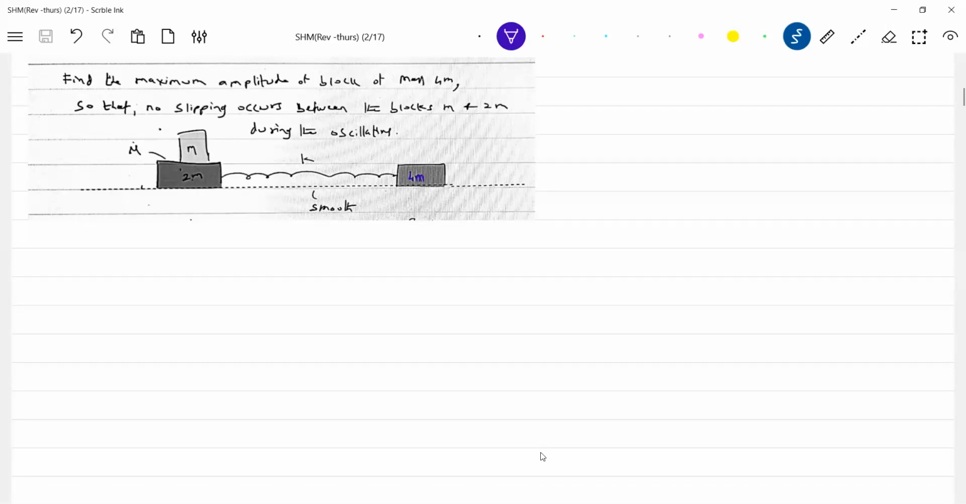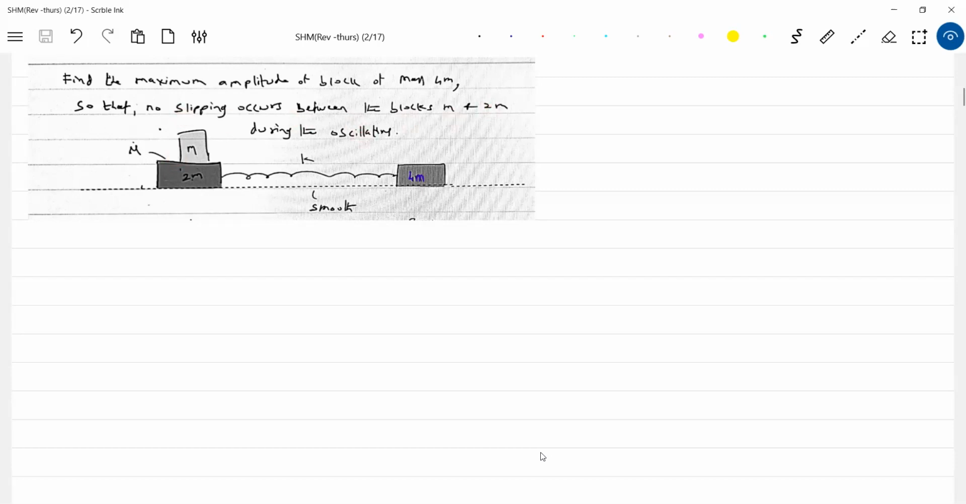Carefully think once. He's asked really some condition he has put. That's all. Shall we use reduced mass? So when they're oscillating, there'll be friction acting. No. So can we use reduced mass? Here friction is acting. Yes. No slipping occurs between the blocks M and 2M.